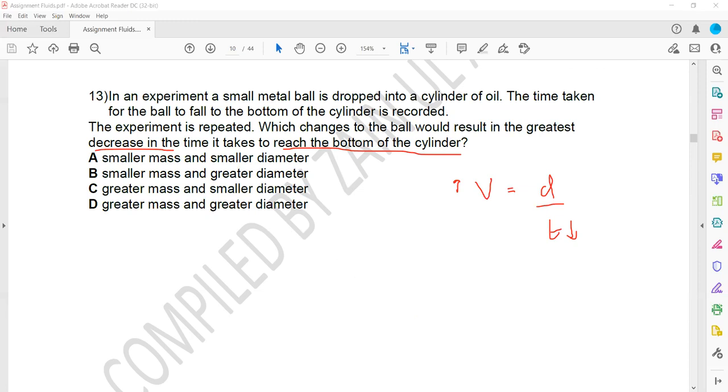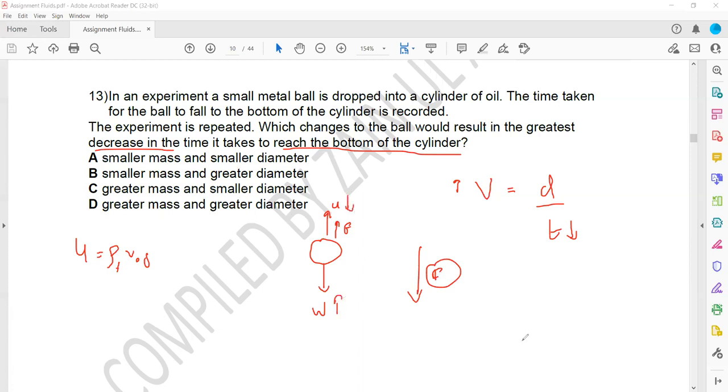When we write the equation for a ball which is falling, the weight is acting downward, upthrust is acting up, and the viscous drag or drag force will also act up. What about the upthrust? Upthrust depends on density of the fluid, volume of object, and gravity. Because we want a greater resultant force, we have to decrease the upthrust and we have to increase the weight.